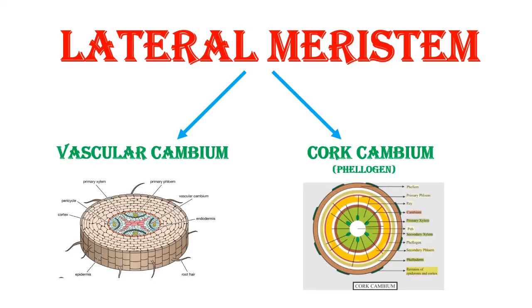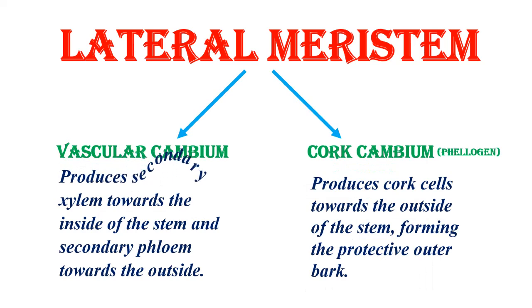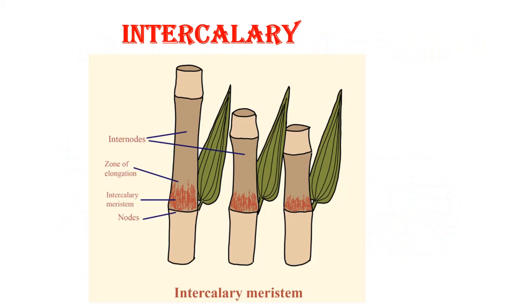Vascular cambium produces secondary xylem towards the inside of the stem and secondary phloem towards the outside. Cork cambium, that is also called phellogen, produces cork cells towards the outside of the stem, forming the protective outer bark. Next is intercalary meristem.